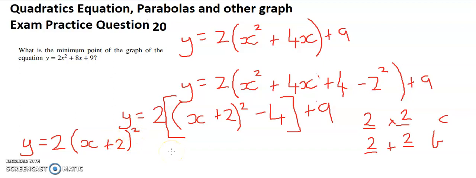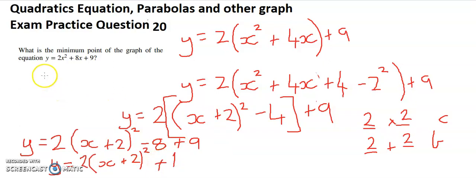squared. I'm going to times 2 by negative 4. 2 times negative 4 is negative 8. And then I've got plus 9. That leaves me, in the simplest form, with 2 times x plus 2 squared, and I've got negative 8 plus 9, which is plus 1.